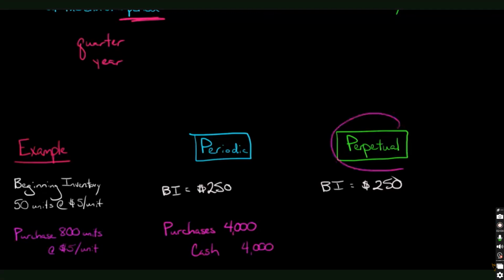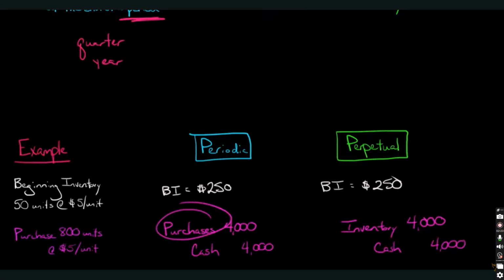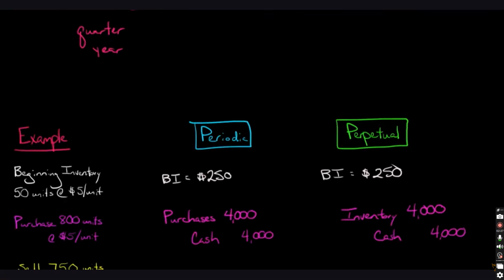Now with the perpetual system, remember we're continuously updating the inventory account. So what we're going to do is debit inventory directly. We're going to say a debit to inventory of $4,000, and then we're going to credit cash for $4,000. Now you might be wondering, well, what happens to this purchases account? How is this different from inventory? Well, that's something we're going to talk about as we get towards the end of the video, so just hang in there.